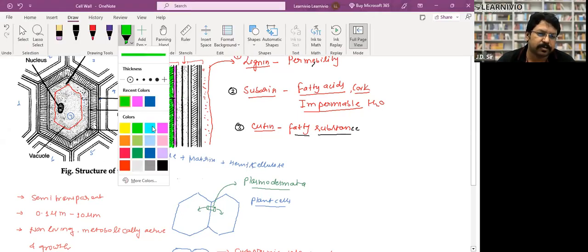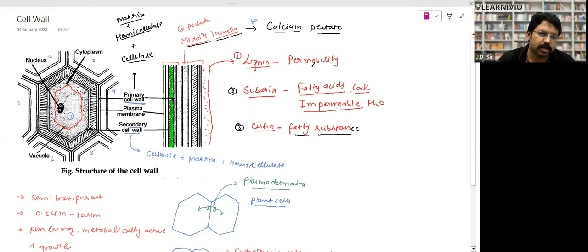You can see this is the structure which is called plasma membrane. This third structure, right? This one, right?